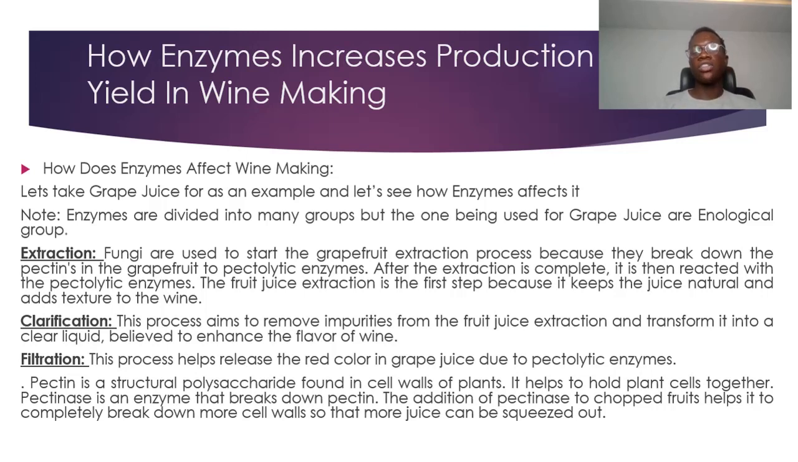The addition of pectinase to chopped fruit helps to completely break down more cell walls so that more juice can be squeezed out. So that basically answers the question of how enzymes increase production yield in winemaking. Because when pectinase acts on the grapefruit, it breaks it down completely. It breaks down the cell wall so that more juice can be squeezed out.